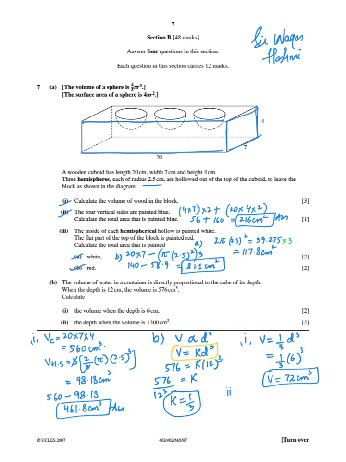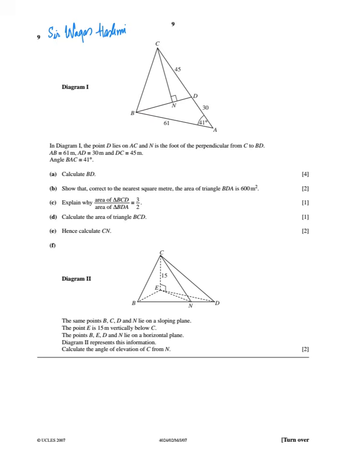For the second part, it says the depth when the volume is 1300. Again, we are using the same equation. So 1300 equals k, which is 1 upon 3, and d cubed. So 1300 times 3, and we need to find the cube root. So that will be 15.74. Right, we need to find a cube root, and then the answer will be 15.74, and that is the completion of this question.